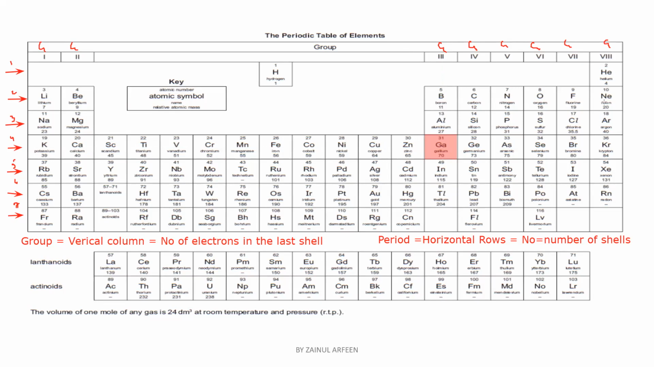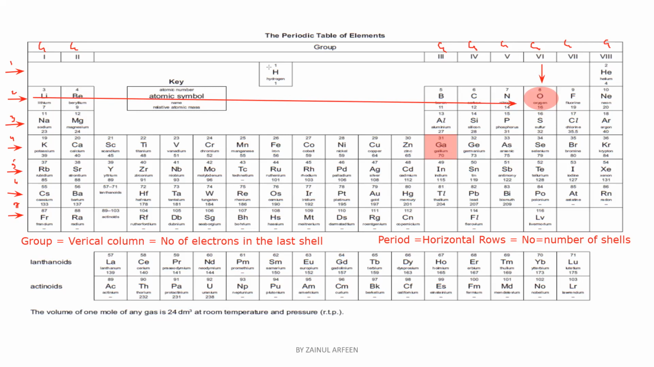What about the element oxygen? Which group does it belong to? Yeah, that's right. It belongs to group 6. So if it belongs to group 6, it means it has 6 electrons in the outermost shell. And which period does it belong to? When you check the period in the periodic table, it is period 2.